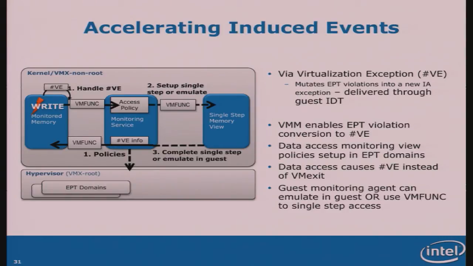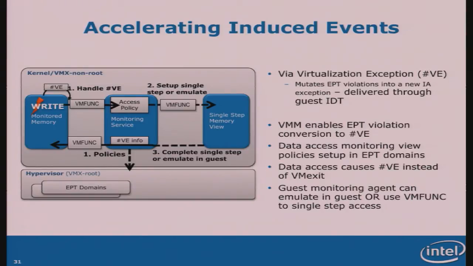The notion with virtualization exceptions is to mutate EPT violations into a new exception that's reported through the guest IDT, and it also reports additional information to the guest through a structure called the VE info page. This is a specific page that's negotiated between the security service in the guest and the hypervisor, where the hardware will deposit state, which looks very similar to the kind of state the hypervisor sees today in the exit qualification, right, when we report an EPT violation.